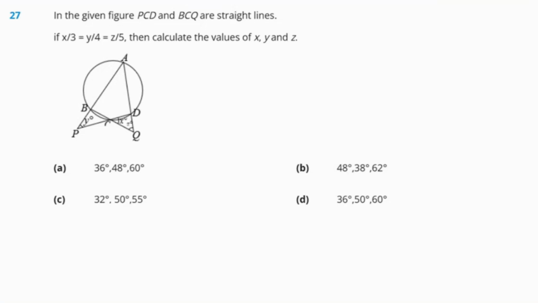So for this, since it is given to us that PCD and BCQ are straight lines, this PCD, this one, and BCQ, this one, each is a straight line. And since these are straight lines, the angle formed here needs to be 180 degrees. And this BCD also needs to be 180 degrees only. And the thing that is given to us is that x by 3 is equal to y by 4, that is equal to z by 5.